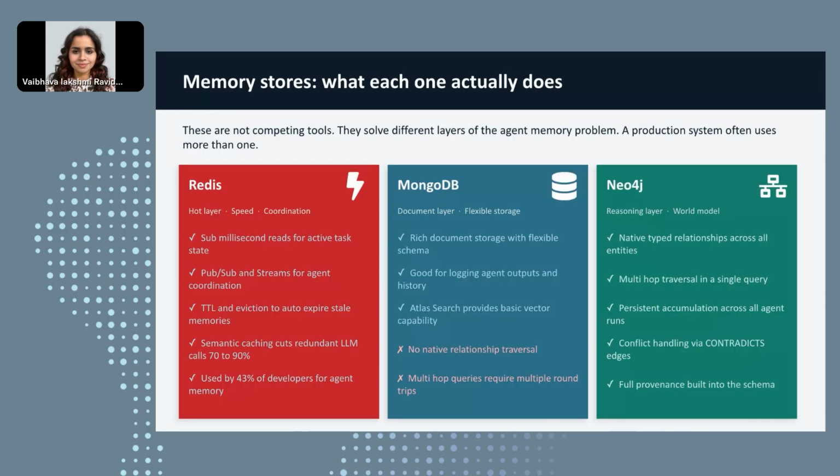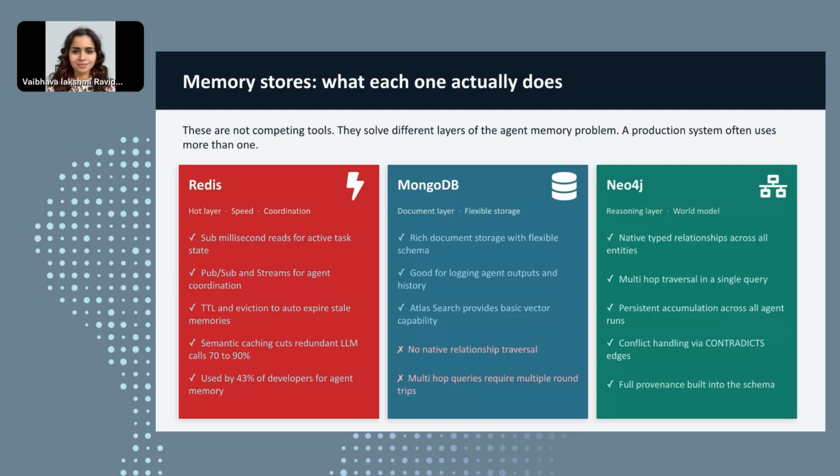So before getting into the architecture, I wanted to address something directly, because generally the audience uses memory like Redis or MongoDB for building agents. I feel that these are not the wrong tools. These are the right tools for the hot layer. Sub millisecond reads for active task state. Pub/sub and streams for agent to agent coordination. TTL and eviction for automatically expiring stale memories. Semantic caching cuts redundant LLM calls by about 70 to 90 percent.